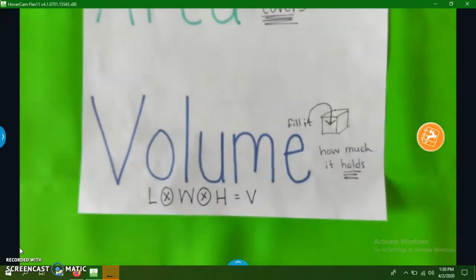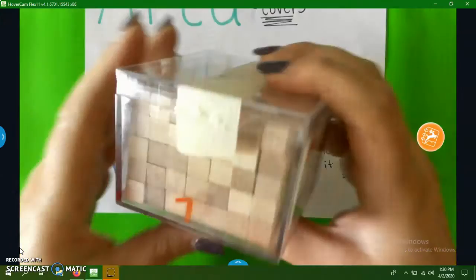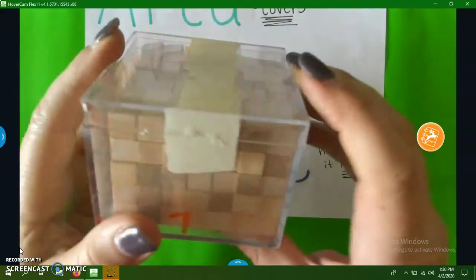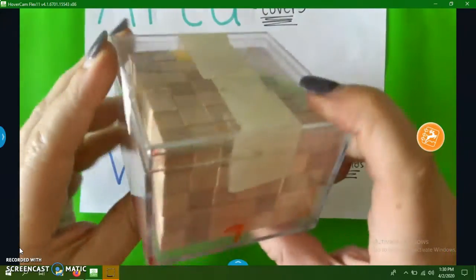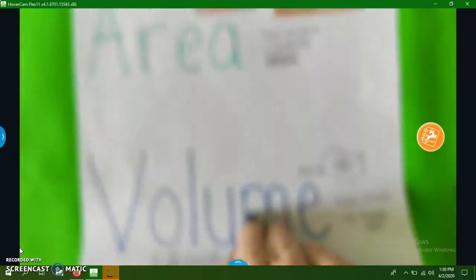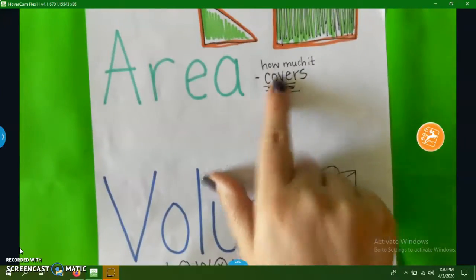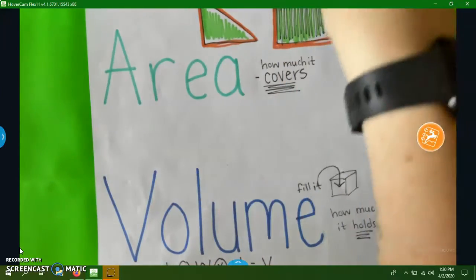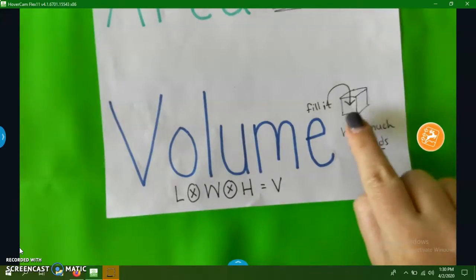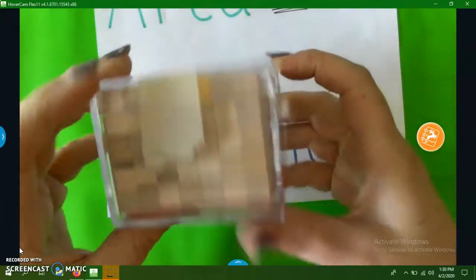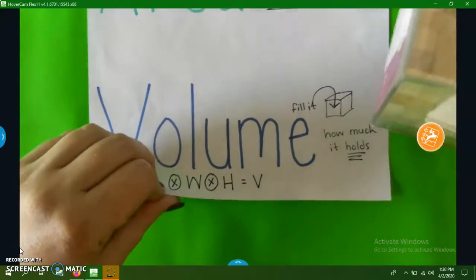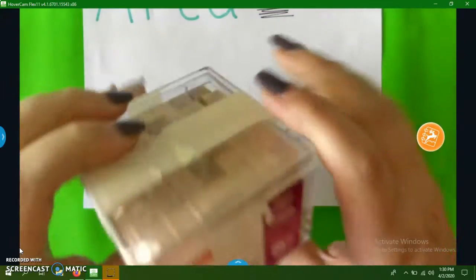So for example, in this video, we're going to be looking at this plastic container that I have filled with centimeter cubes. And just like when we did area, we talked about how many flat squares would cover the area, volume is how many small 3D cubes will fill something. Volume is what we will focus on calculating today, but we will still look at perimeter and area a little bit with this.